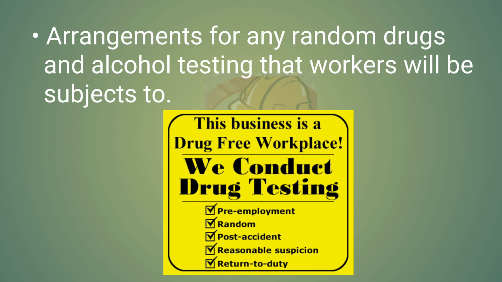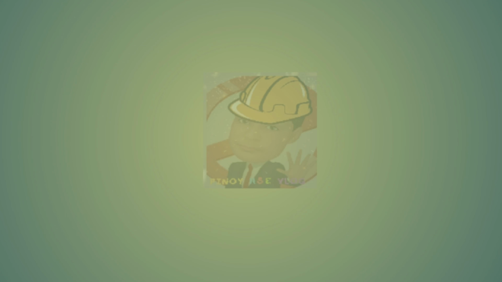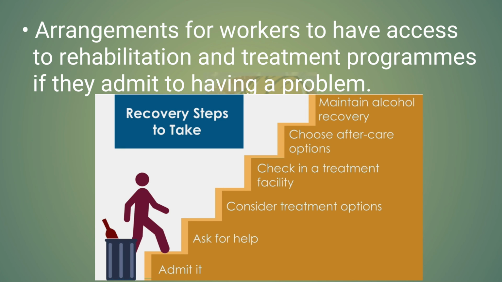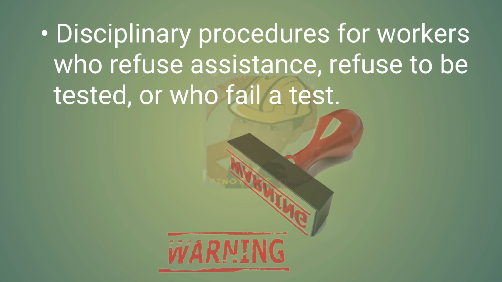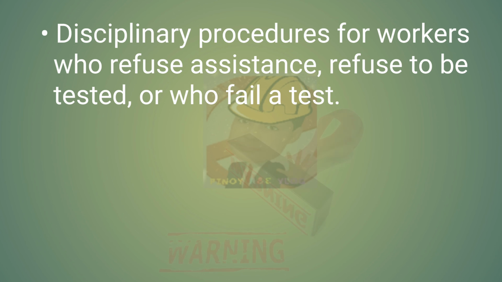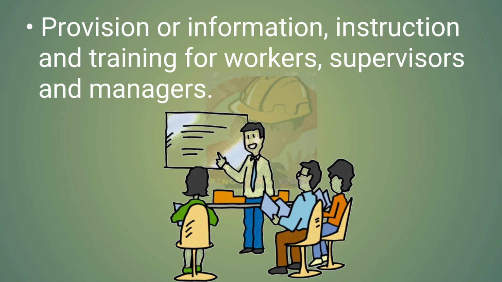Arrangements for any random drugs and alcohol testing that workers will be subject to. Arrangements for workers to have access to rehabilitation and treatment programs if they admit to having a problem. Disciplinary procedures for workers who refuse assistance, refuse to be tested, or who fail a test. Provision of information, instruction and training for workers, supervisors and managers.